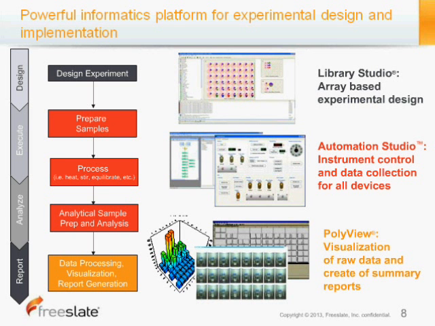So for instance, our Library Studio software is an array-based software program that allows for experimental design that will then be pulled into the Automation Studio. And using Automation Studio, you can control the automated systems and instruments, and it also then takes that data and moves it to the database for all devices that I'll be talking about today. So basically, Automation Studio and Library Studio can be used to run all of the systems. So really, you only need to know two different software programs. You don't need to know the third-party software programs.